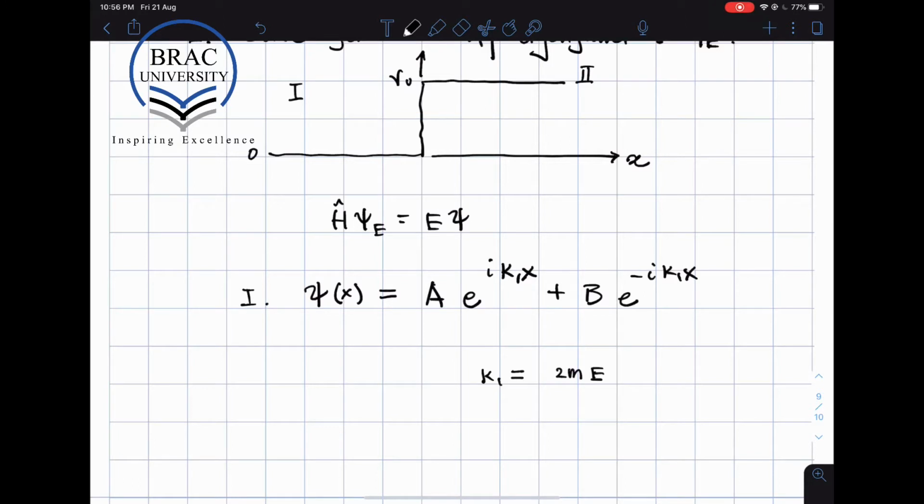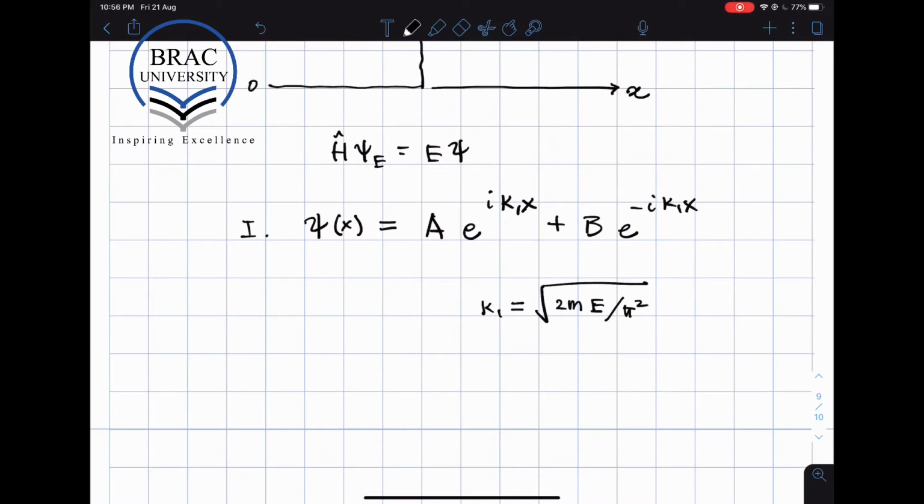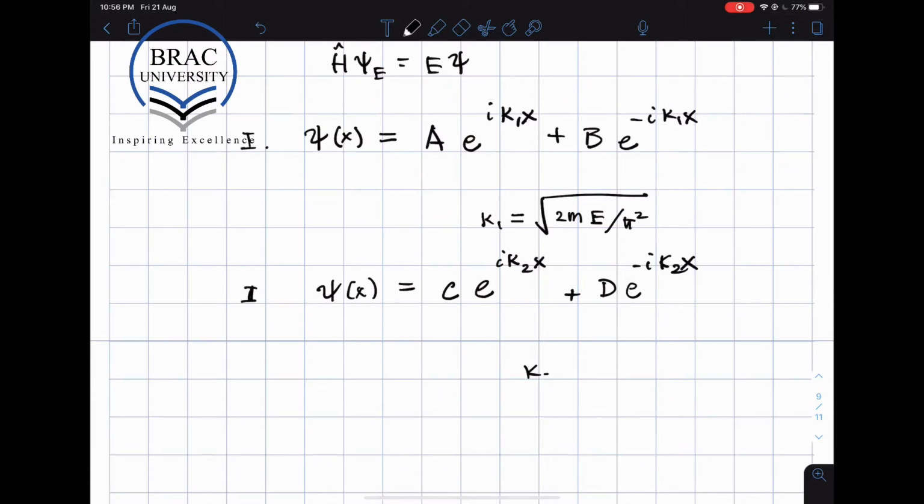And here, k1 is going to be given by square root of 2mE over h bar. So this is essentially the kinetic energy, or the wave number, which is related to the momentum. So this is k1, and it's a positive number. And in region 2, the wave function is given by a linear combination of two exponential functions. But the kinetic energy is going to be different in this region. So k2 is going to be given by square root of 2m times the kinetic energy, which is E minus V naught. So this is the wave number associated with that kinetic energy.